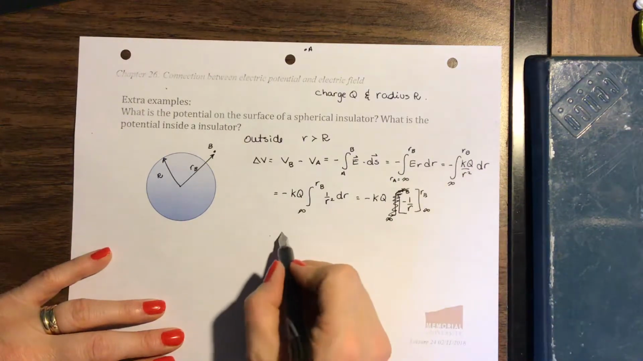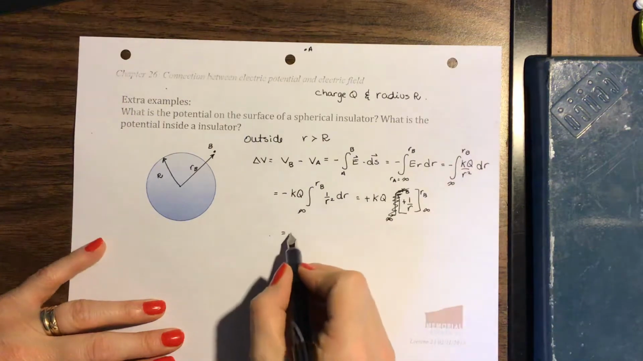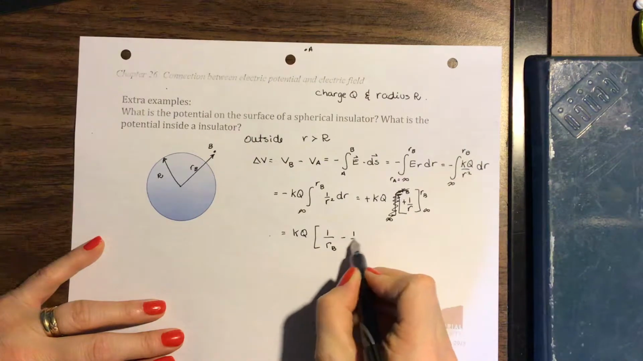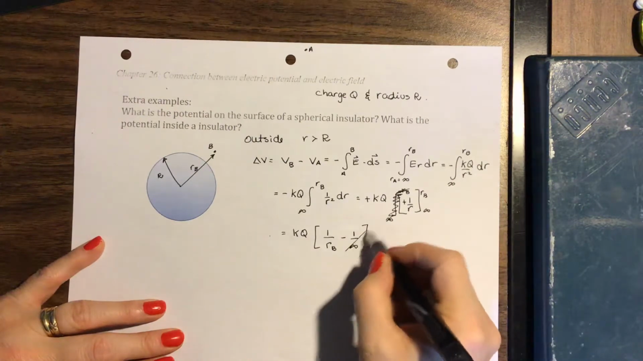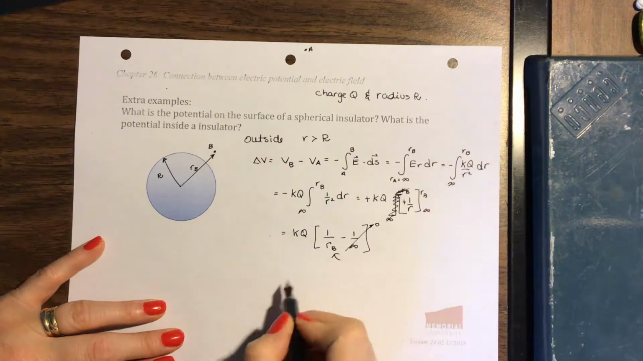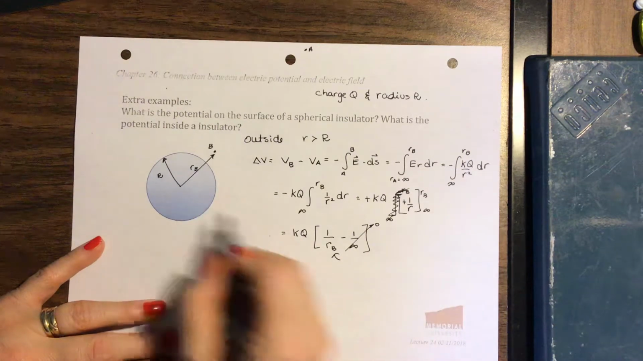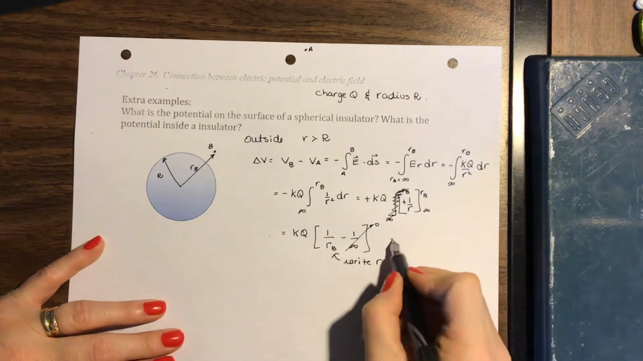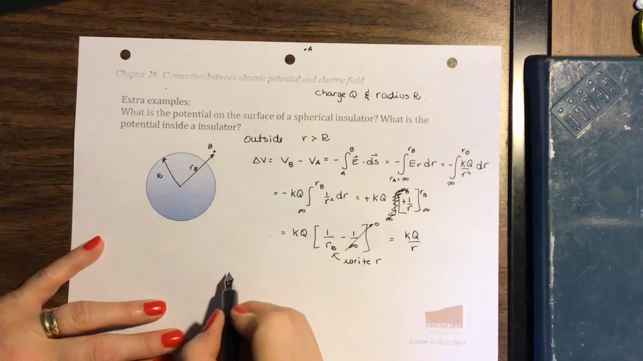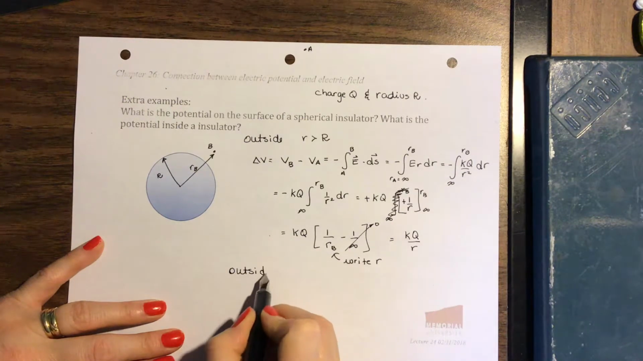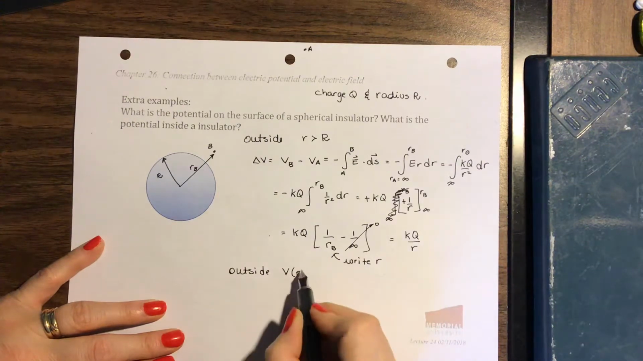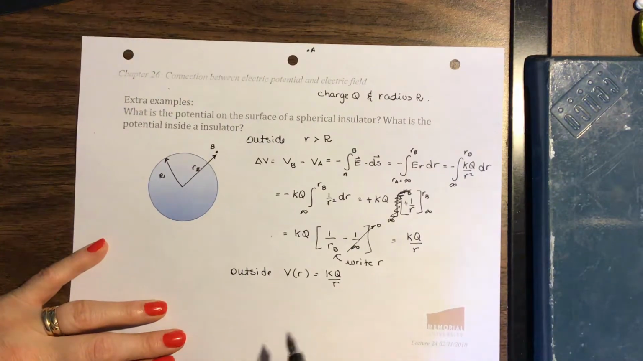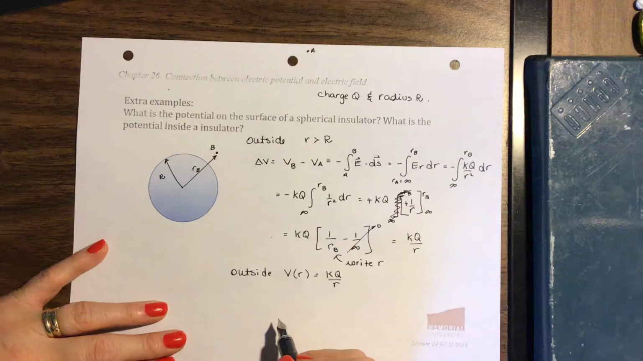So let's put in those limits. So minus times minus gives us a plus. We get KQ times 1 over RB minus 1 over infinity. 1 over infinity, that's just 0. And RB, instead of continuing to write RB, why don't we just let that be some general distance R? So KQ over R. So outside the sphere, the electric potential as a function of distance from the center is equal to K times Q over R, as long as we set our reference point to have a potential of 0 at infinity.